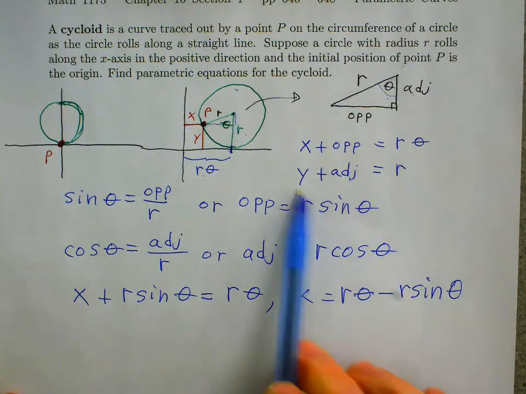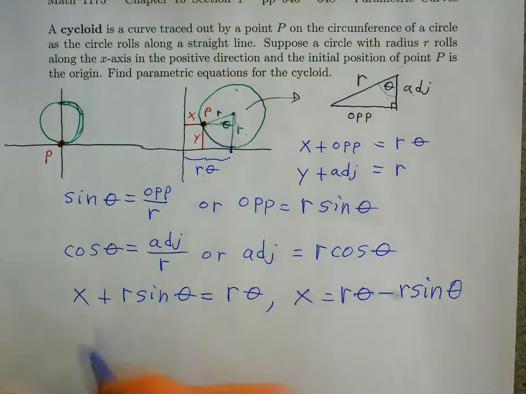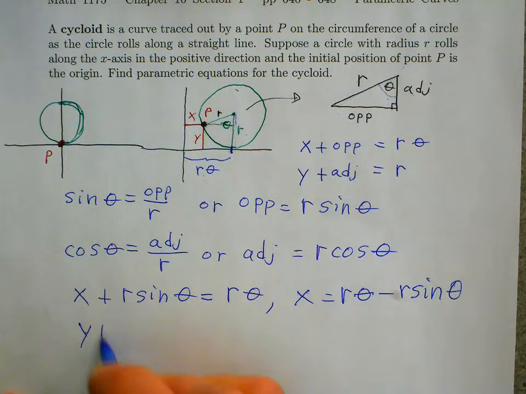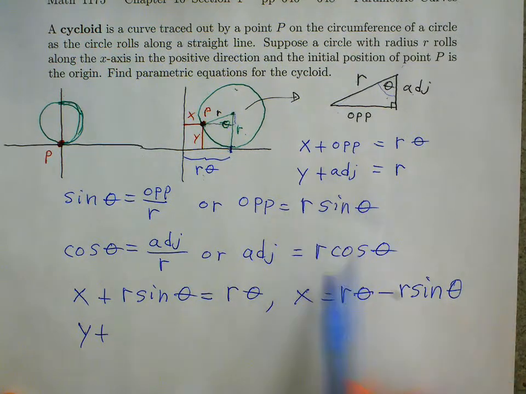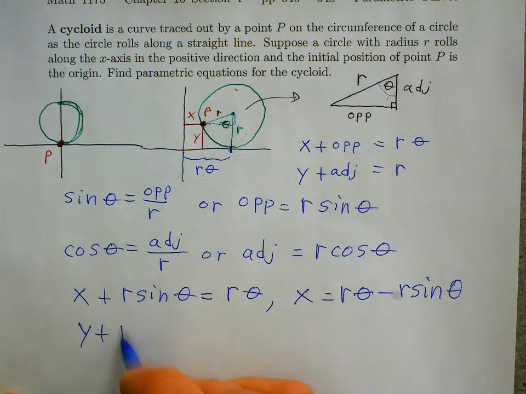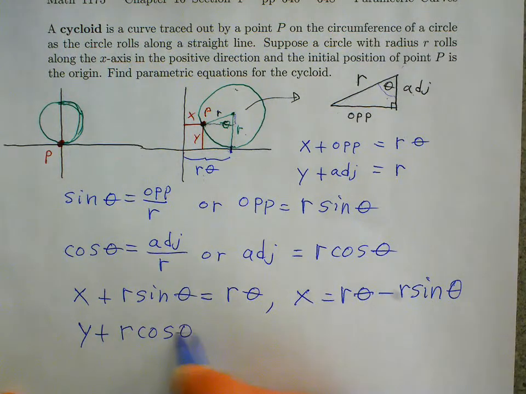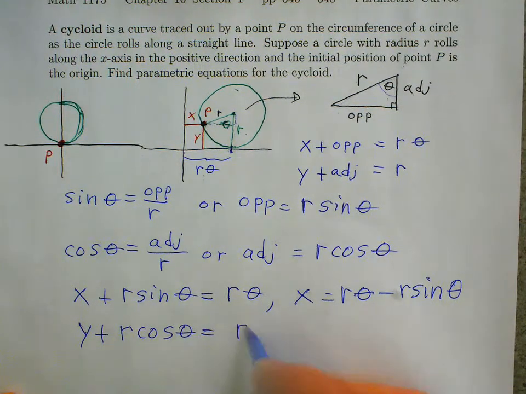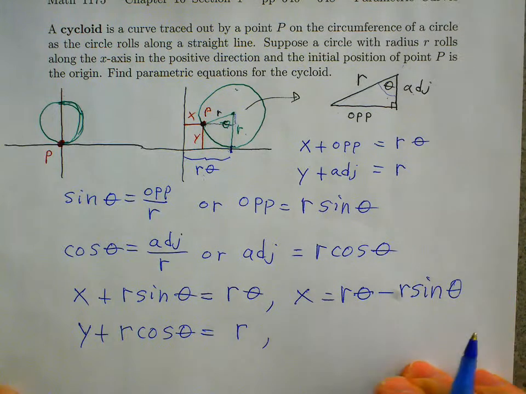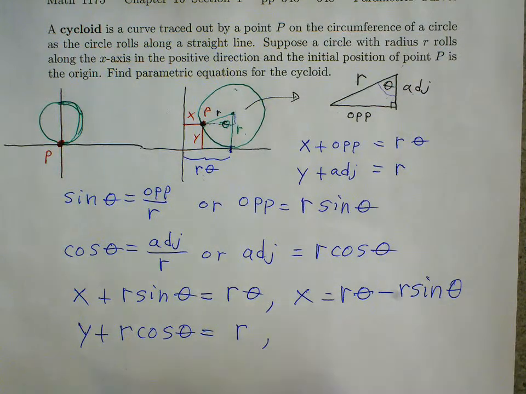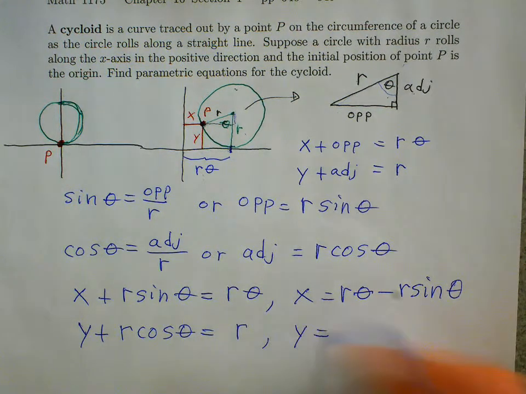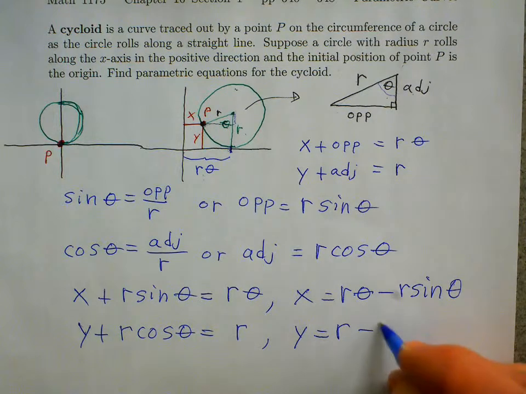And then the other equation, y plus the adjacent side, but the adjacent side is r times cosine theta. And that's equal to r. So the parametric equation for y is r minus r times cosine of theta.